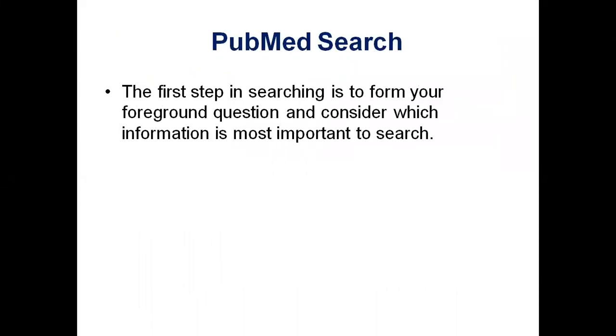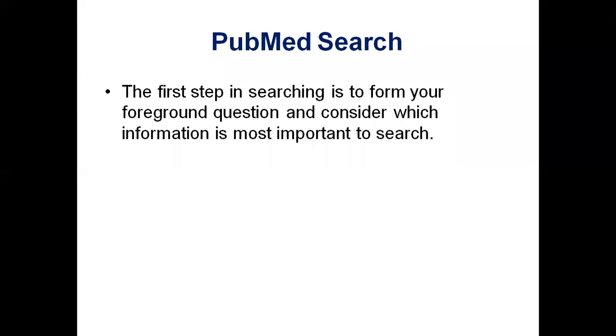For the PubMed search, the first step is to form your foreground question and consider which information is most important to search. We have discussed in detail in several sessions the construction of a very specific, answerable and relevant question, and the different types of question. We have discussed PEDro as well, and how we can construct a question from different categories like the intervention question, the frequency question, diagnostic question, prognostic question and etiological question, and we have also used PICO for each question from each category as well.